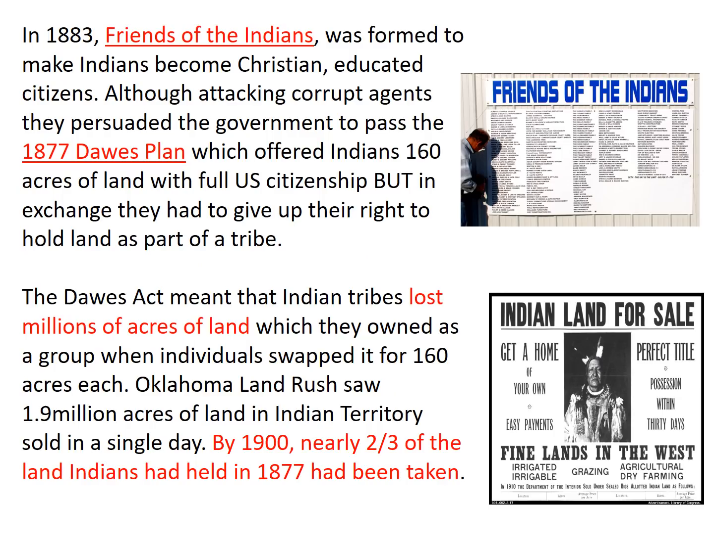The ironically titled Friends of the Indians was formed in 1883. This was to encourage the Indians to become Christian, and they were a major part of making the government push for this 1887 Dawes Plan, which on the face of it sounds nice. Indians were offered 160 acres of land and full US citizenship, but in doing so they had to give up their right to the land as a tribe, and again that destroyed the whole tribal culture. So millions of acres of land is lost.